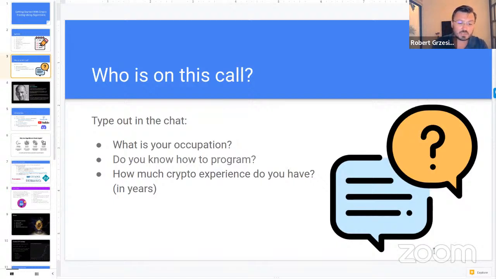And then how much crypto experience do you have? I've been involved in crypto probably since 2016, kind of the early days. I made a good amount of money trading crypto, and made a lot more money building a company in the space. I think I was employee number 5 in a company called Voyager.